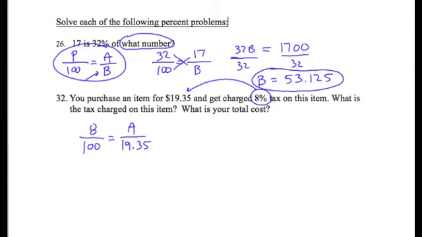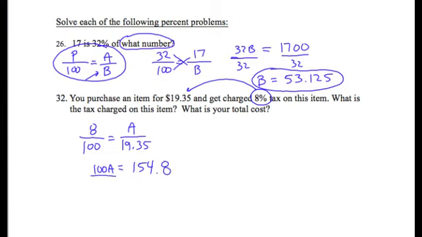So we go ahead and cross multiply. Looks like I'll have 100A on one diagonal, and on the other diagonal, I'm going to have 8 times 19.35. So I punch that into my calculator, and I get 154.8.